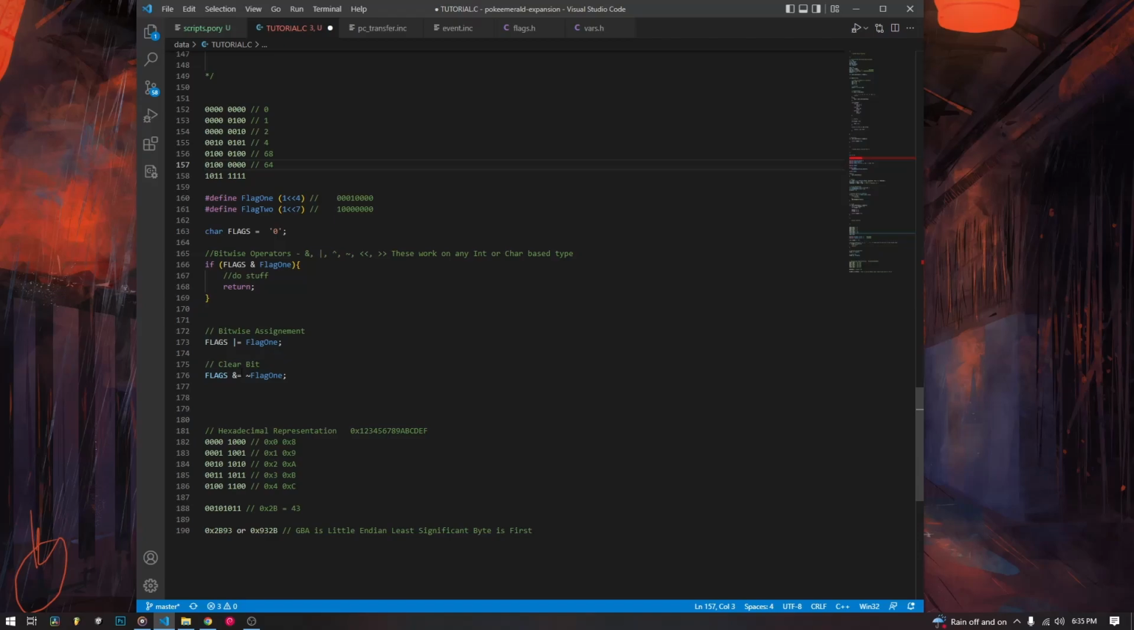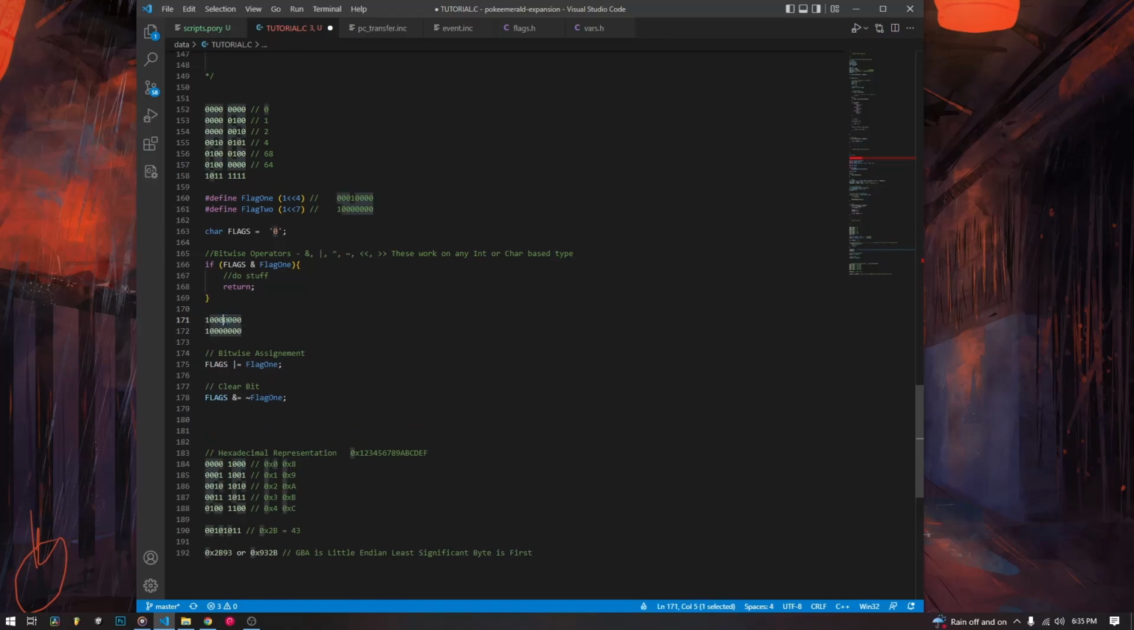So if you want to assign a flag into a list of flags, you create a binary representation of the flag that you want to set, and then you set it with the bitwise assignment. And to clear the bit, you do a very similar thing, but you need to AND equals the notted flag.